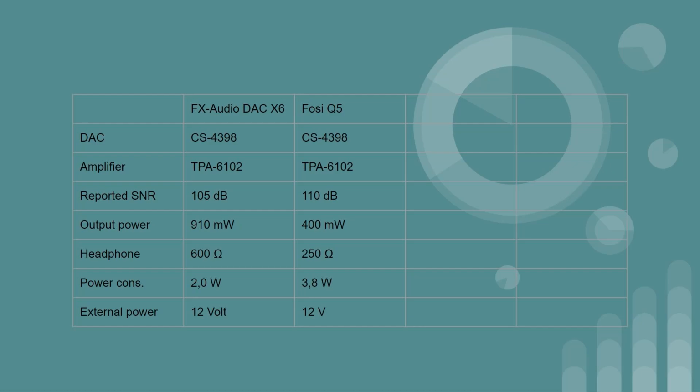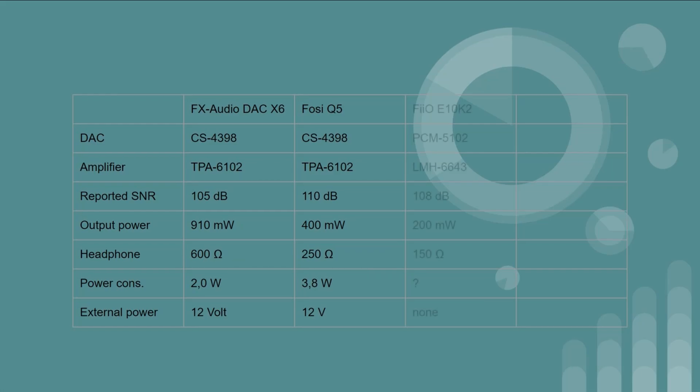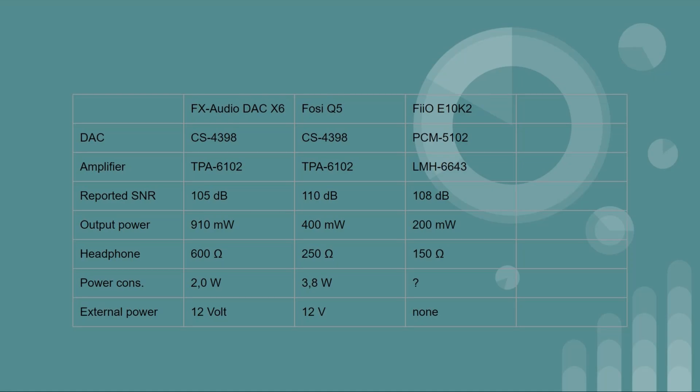What is different with the FX Audio and the Fosi, of course, is that the reported signal to noise ratio is 110 decibels, the output power is 400 milliwatts, and the headphone can be driven up to 250 ohms. The power consumption is twice as much as the FX Audio at 3.8 watts, and the power supply is also 12 volts. Now, if we switch over to the Fiio E10K, E10K2, it uses the PCM5102 digital to analog converter and the LMH6643 amplifier.